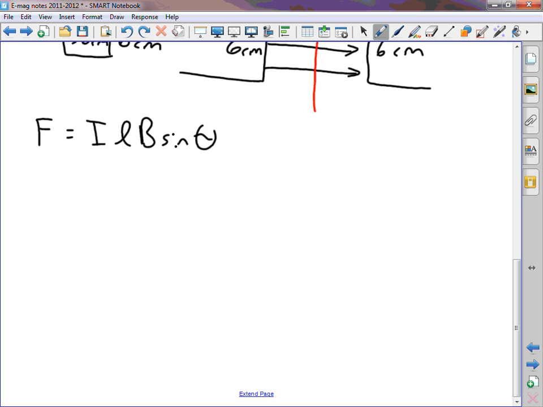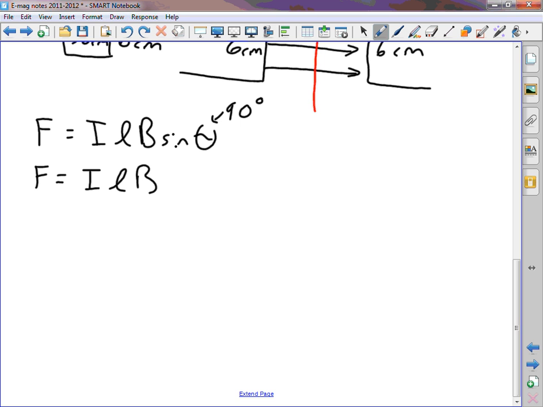Now, first off, sine theta. We want the maximum force, so we want this arranged perpendicular. We want it 90 degrees, and we don't have to worry about that. We don't want it to be at some angle, then the force would be less, right? So I can go ahead and get rid of that here. Sine of 90 is 1 once again, so I'm reduced down to force equals the current times the length of the wire times the magnetic field strength.